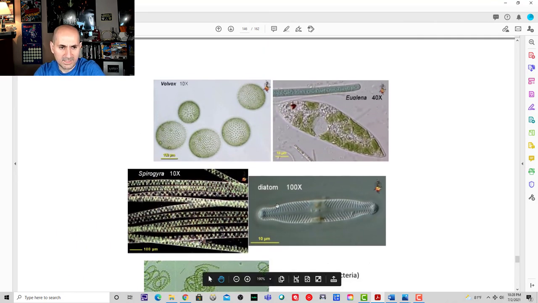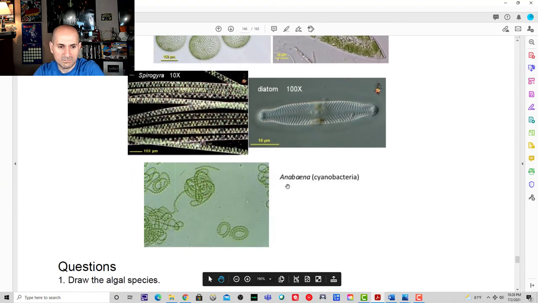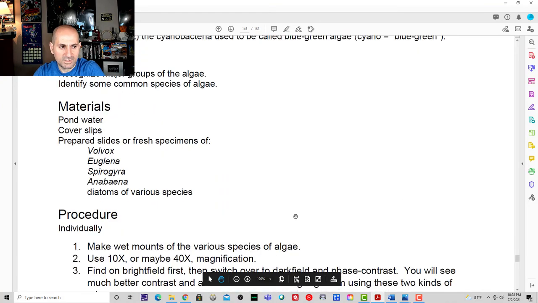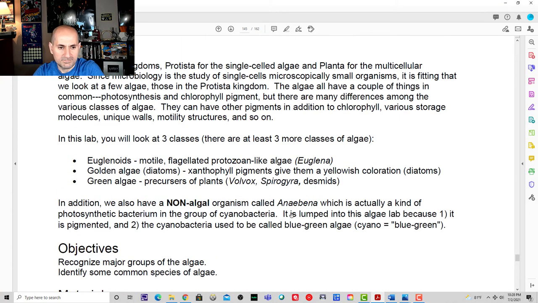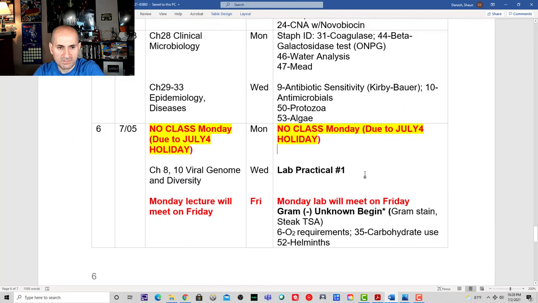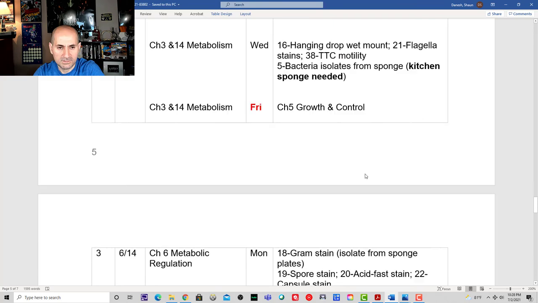Okay, so here are your algae. Most are eukaryotic. These four on the top are eukaryotic. And the one on the bottom, Anabaena, is a type of cyanobacteria. Actually, it's prokaryotic, all right? So those are the ones to identify for the exam. And let's go back. That about covers all the material.